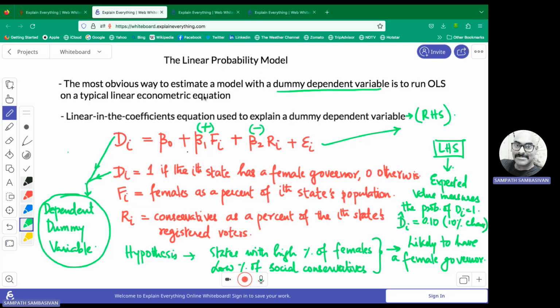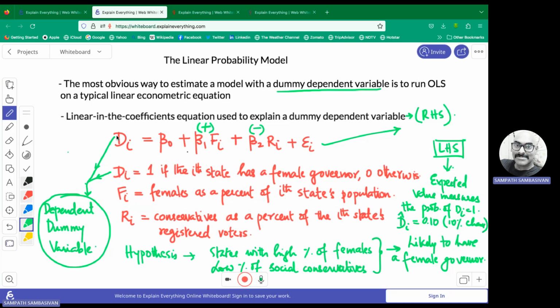Now you may have questions as to why this is called the linear probability model. There is an explanation for why it is called linear and why it is called a probability model. I'll try to explain that with the help of this example. As you can see, I have written down this econometric equation: Di is equal to beta 0 plus beta 1 Fi plus beta 2 Ri plus epsilon i. What does each of these stand for? Di stands for what the model is trying to estimate: the possibility of a state having a female governor.